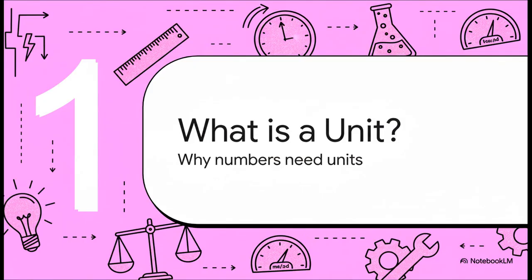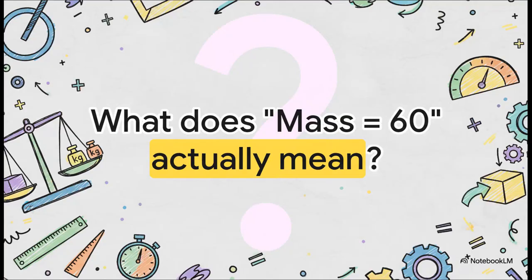All right, section 1. What is a unit? Or maybe a better way to put it is, why is a number all by its lonesome completely useless? Okay, so picture this. I tell you, hey, the mass of this thing is 60. What does that even mean? Is that heavy? Is it light? Are we talking 60 grams, like a tennis ball, or 60 kilograms, like a person? Maybe 60 pounds? See, without that little bit of extra info, the number 60 is, well, totally meaningless.